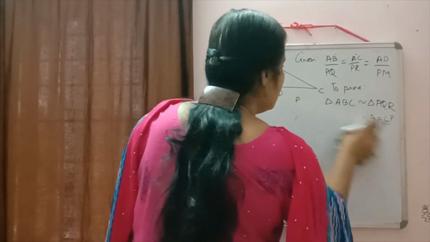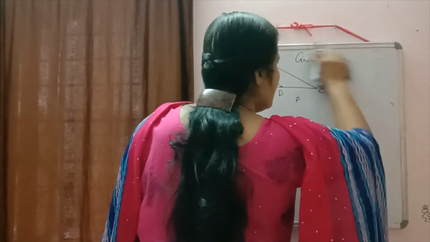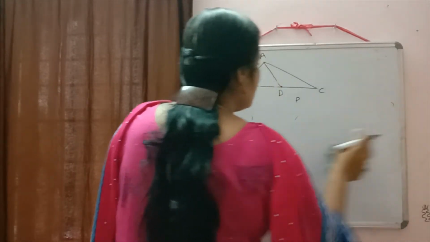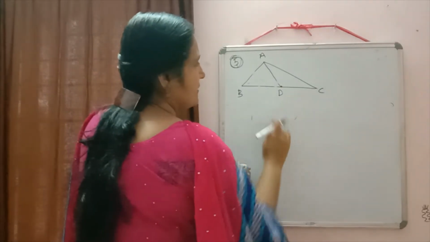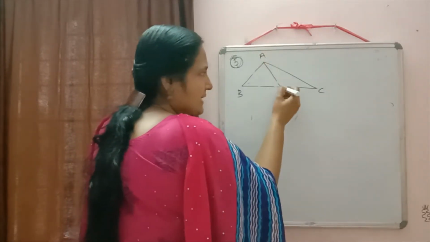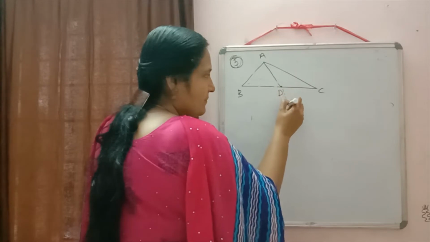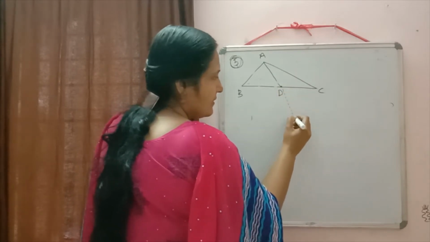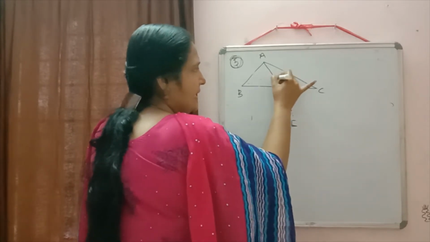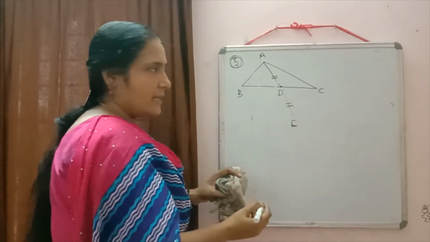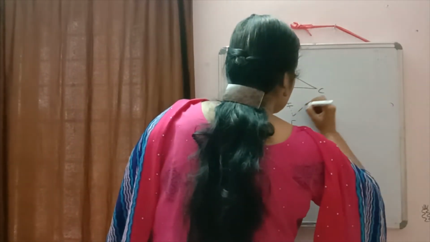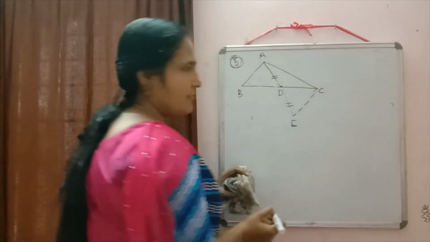We'll construct it this way. In the first one I am showing there, construction will come in this way. We'll produce AD to E such that AD is equal to DE, and then we will join CE. Construction I will give you.